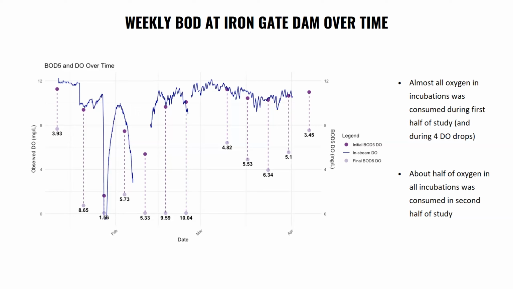So for example, here we were in the river on January 28th. Our BOD5 is 1.56. That's because the initial DO in our sample was 1.56. So it was all consumed, but our BOD5 does look really low. Again, these are very provisional.